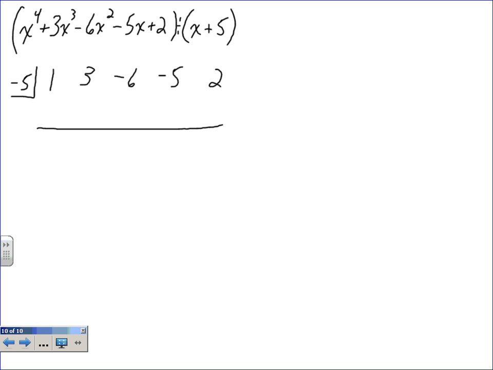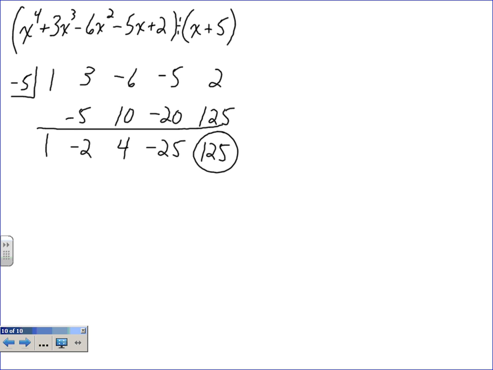You guys will get very quick with this. Bring down the first number, and then multiply. Negative 5 times 1 is negative 5. Add coming down. 3 plus negative 5 is negative 2. Then multiply. Negative 5 times negative 2 is 10. Add coming down. We get 4. Negative 5 times 4 is negative 20. Add coming down. Negative 25. Negative 5 times negative 25 is 125, positive. Add coming down. The last number is my remainder. Doug? Oh, 127. Sorry. 127. Now let me just try that again. Okay, and that last number is my remainder.